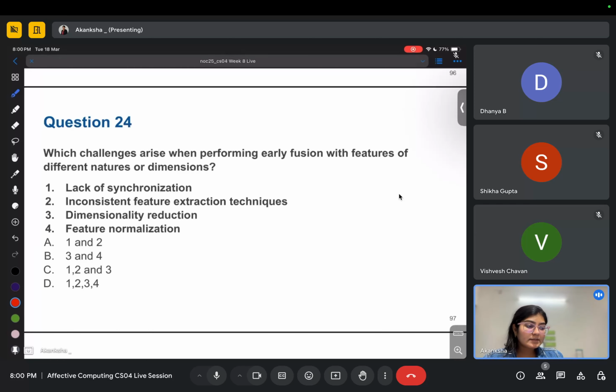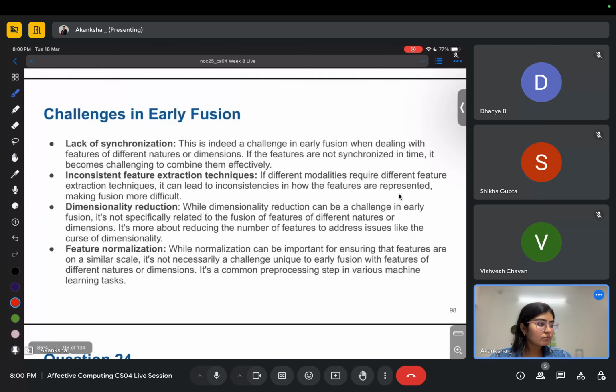Second is inconsistent feature extraction techniques. This is also true because the method of obtaining data for each modality is very different. So it can lead to inconsistencies in how features are represented. Let's say your text is more on the linguistic side, but then your visual features are more on the facial expressions, AUs, action units, more on the spatial domain, right? So another one can be in the temporal domain. So there might be some inconsistencies in between.